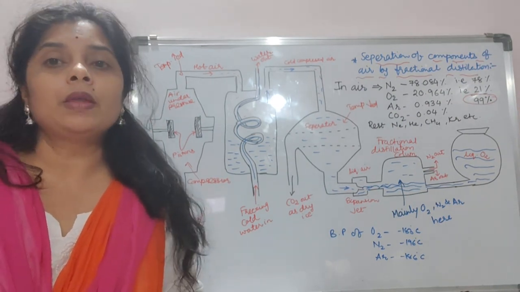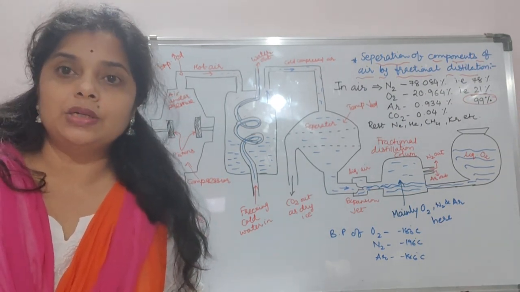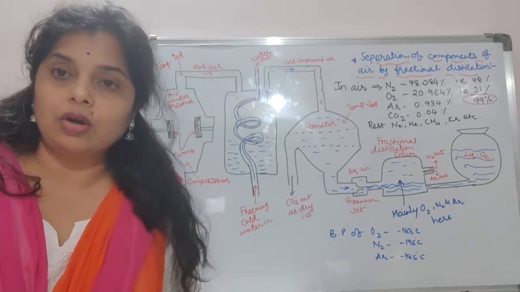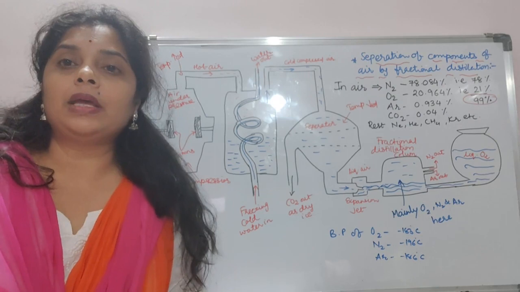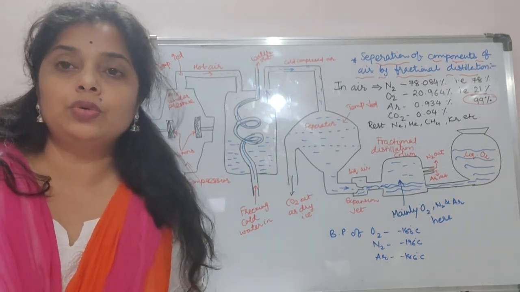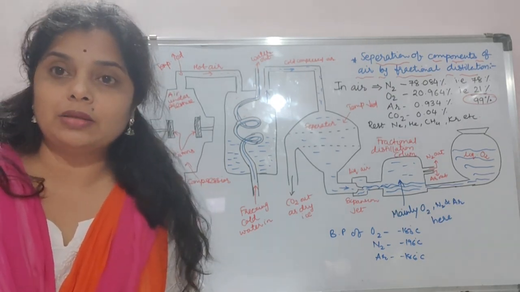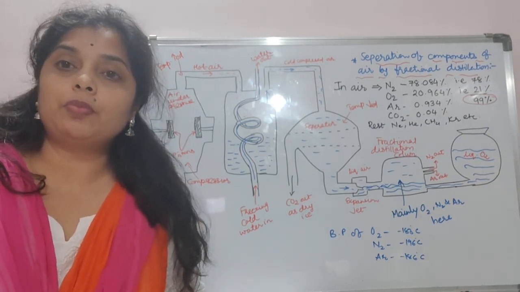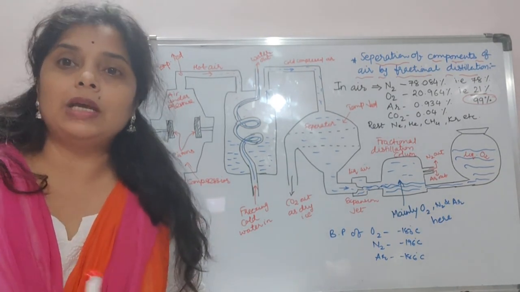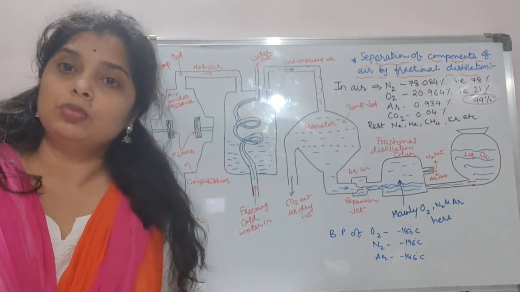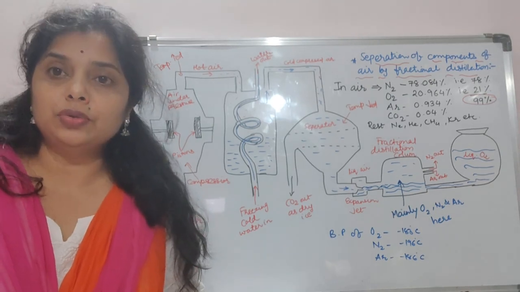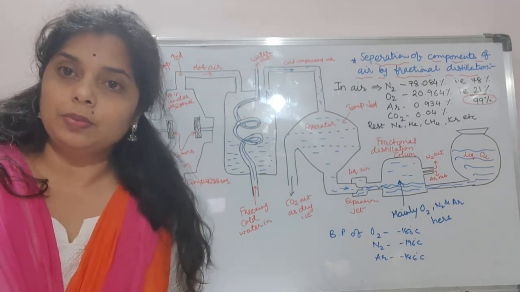I repeat again: when two miscible liquids have a boiling point difference of 25 K or less than 25 K, then we have to use the fractional distillation method to separate both miscible liquids. If the difference of boiling point between the two miscible liquids is more than 25 K, then we can use the distillation process.